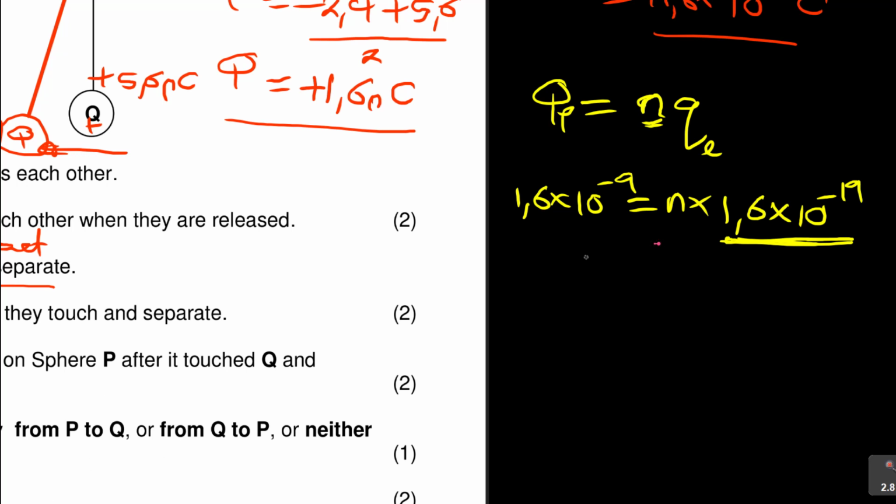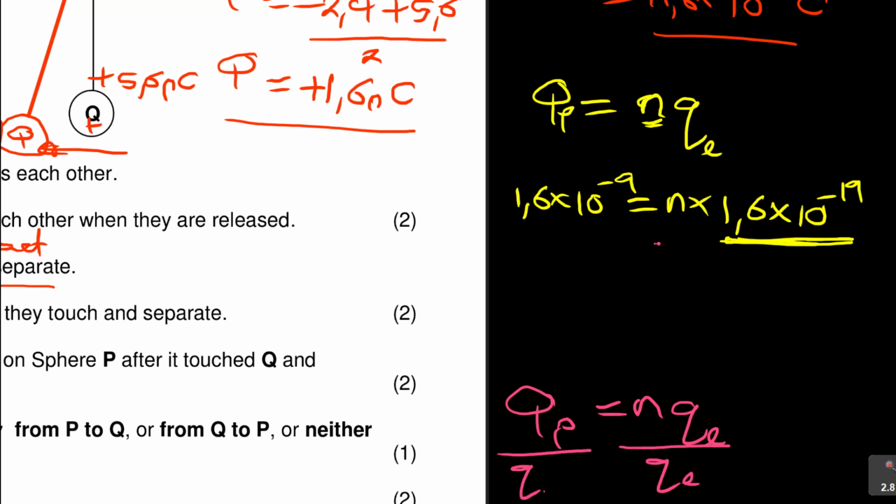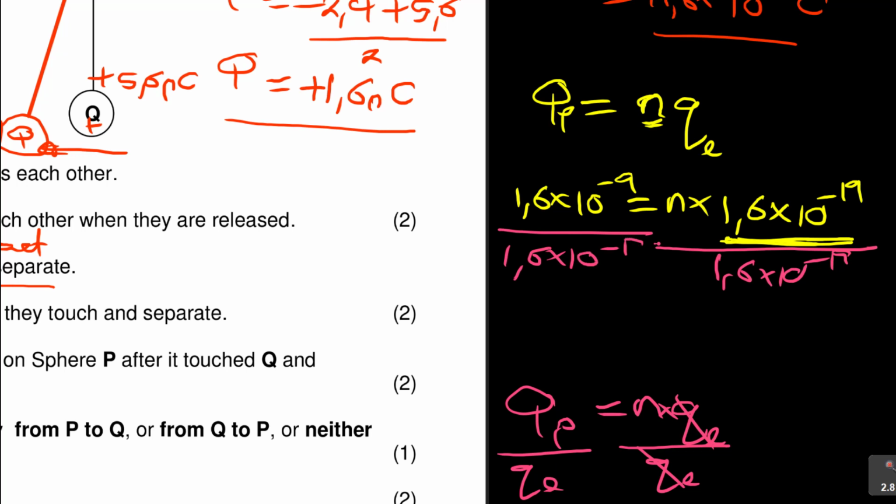You need n, so if I had Qp is equal to nQe, how will I remain with n? You just divide by Qe on both sides, remember, the opposite of multiplication is division, so that you are remaining with n. So even here, you divide by 1,6 times 10 to the power negative 19 over 1,6 times 10 to the power negative 19, so that you are left with n alone.